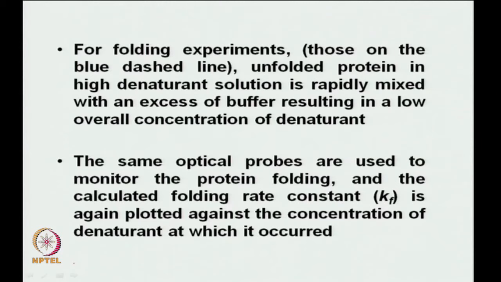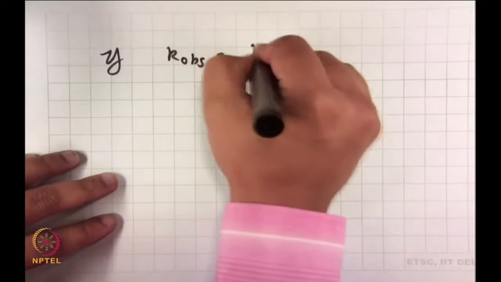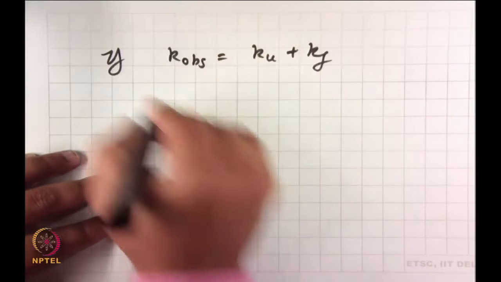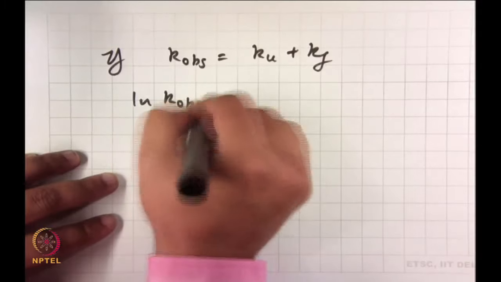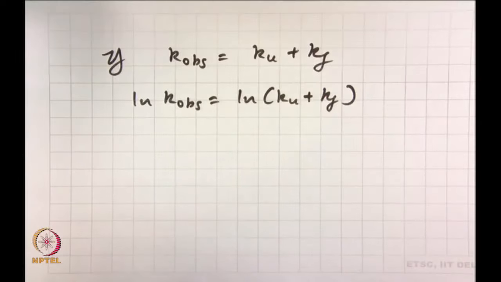So, then the same optical probes can be used, the same thing like CD, fluorescence, absorbance, whatever you use there, and then draw the left half of the figure. And finally, you fit those, that means you join those, and what you get is your chevron plot. So, then what I can now write is, if k observed is equal to k of u plus k of f, then ln k observed is equal to ln of k of u plus k of f, okay.